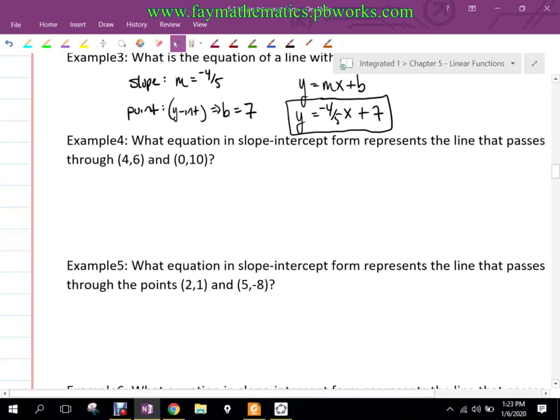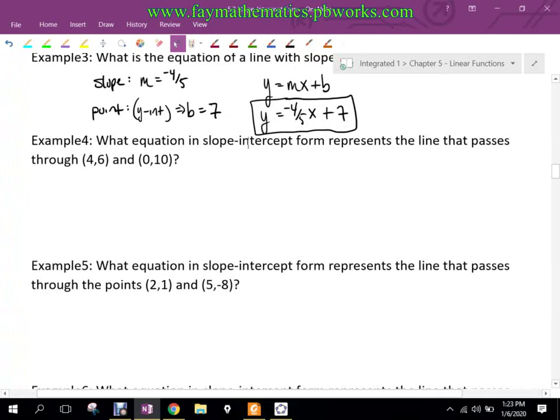Let's do this one. This one's a little bit more difficult. Again, it says what equation in slope-intercept form. So I'm going to have y equals mx plus b. That's kind of the governing format. So I need slope, and I need a y-intercept, right? Okay. Now, do they blatantly tell me what the slope is like they did in example 3? No, in example 3, they said your slope is -4/5. Blatantly, explicitly, right in your face, told you what it was. Here they don't do that.